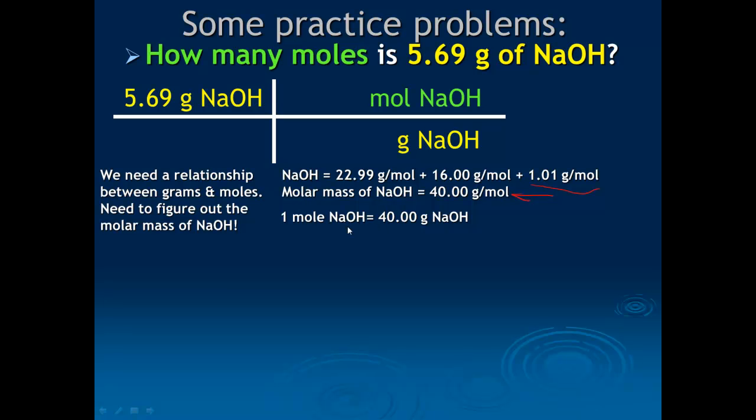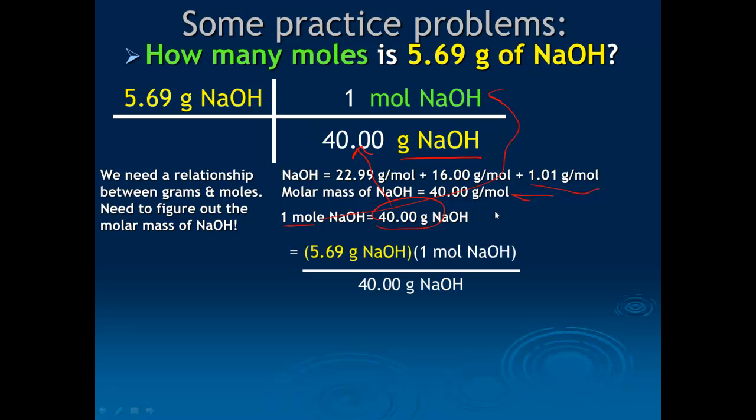So I can take this information and fill it into my chart. This 1 mole, well, that's this 1 mole right there. And the 40 grams is going to go there, right next to the grams. Okay? So now I've got a very simple math problem to solve. I multiply the numbers across the top. I hit divide for every number across the bottom. And again, in your calculators, you can just skip the ones. You don't have to multiply and divide by the ones. So in your calculator, 5.69 divided by 40. And this is what your calculator is going to spit out.